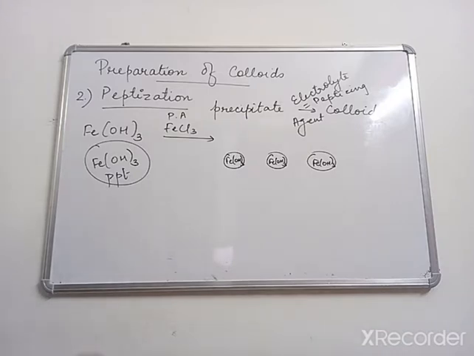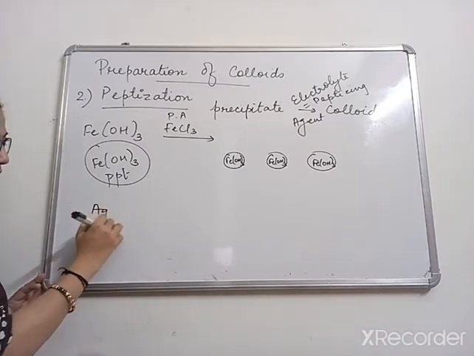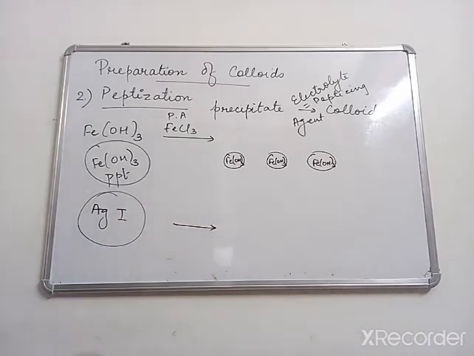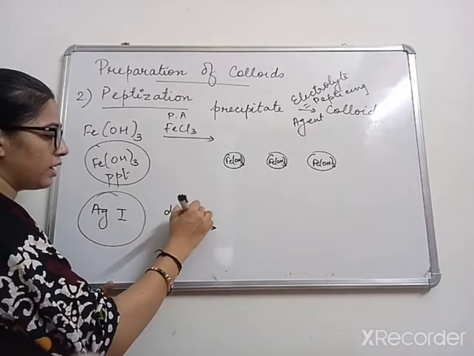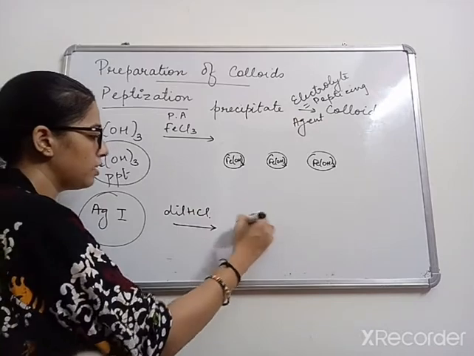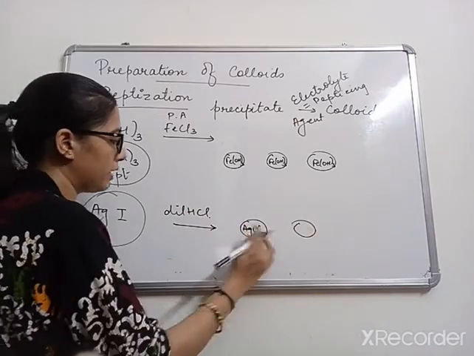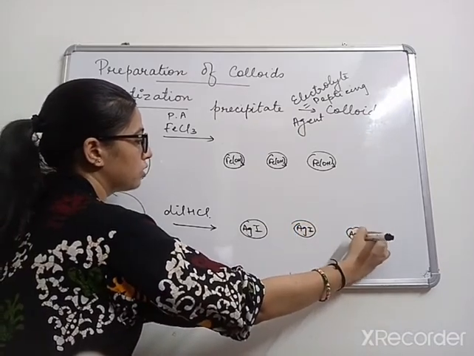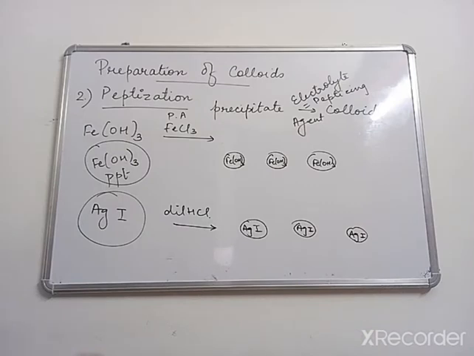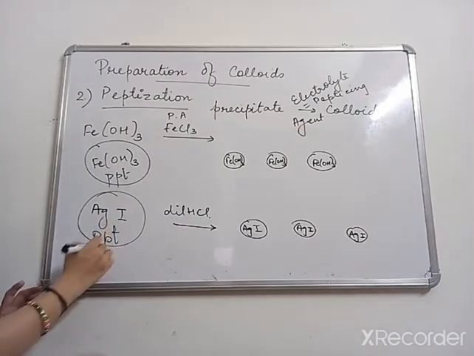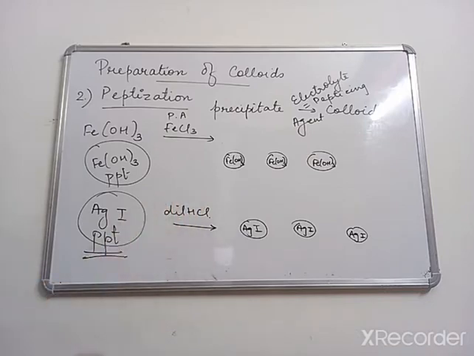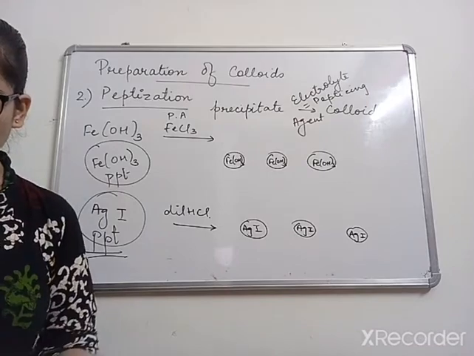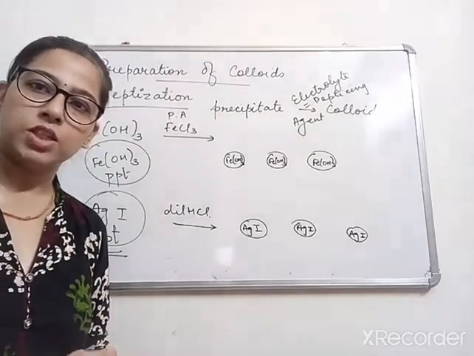Or a precipitate of silver iodide. You can break it down into colloidal particles by adding dilute HCl to it. So here dilute HCl acts as a peptizing agent and you will get silver iodide in the colloidal range. So again this is an example. You are converting a freshly prepared precipitate into colloid by adding a chemical called a peptizing agent, and this method is called peptization. Now what is the cause of peptization?